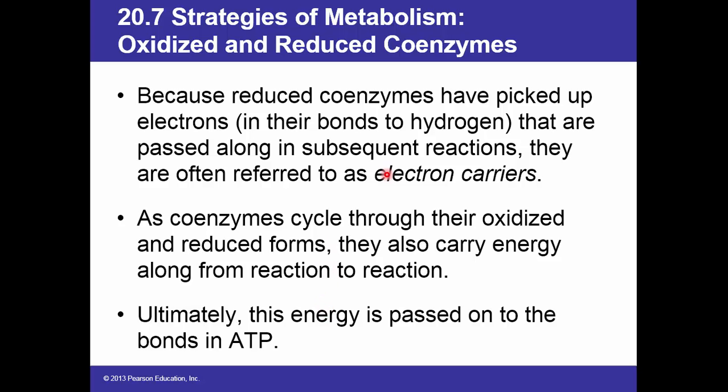Because reduced coenzymes have picked up electrons in their bonds to hydrogen that are passed along in subsequent reactions, they are often referred to as electron carriers. As coenzymes cycle through their oxidized and reduced forms, they also carry energy along from reaction to reaction. Ultimately, this energy is passed on to the bonds in ATP.